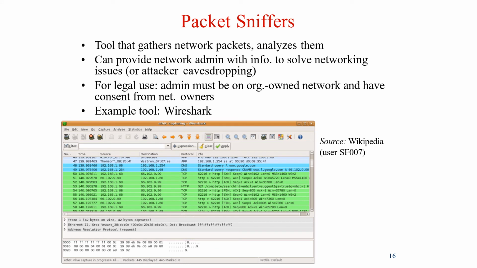Packet sniffer. The next tool is the packet sniffer, a tool that gathers packets and analyzes them. It can provide network admins with information to solve networking issues, or reveal attacker eavesdropping. For legal issues, the admin must be on an organization-owned network or have consent from the network owners. The tool's name is Wireshark.